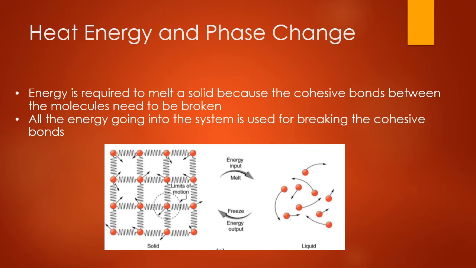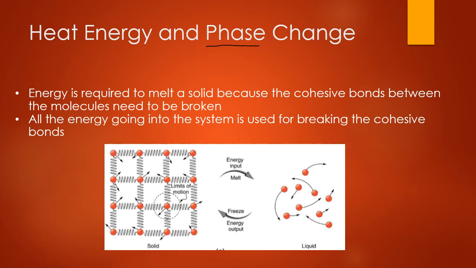So let's talk now about heat energy and phase change. When we looked at the original heat equation, it had mass in it, it had specific heat, which is dependent upon the type of material that we are talking about, and then it also had a temperature change. Well, those are 3 of the 4 things that heat depends upon. The 4th thing that heat depends upon is phase, and that's the one thing that's not present in the equation. So let's look at how phase change and heat relate to each other.